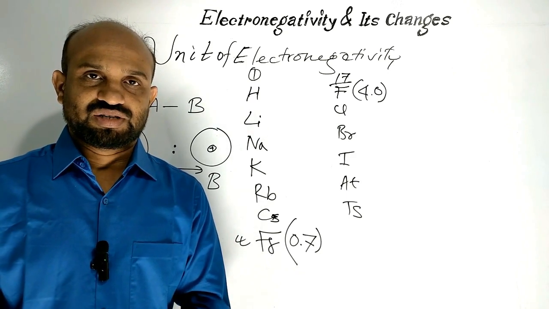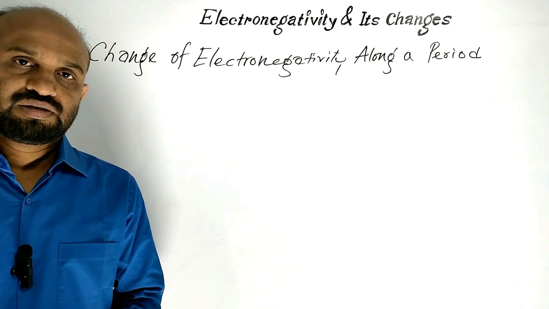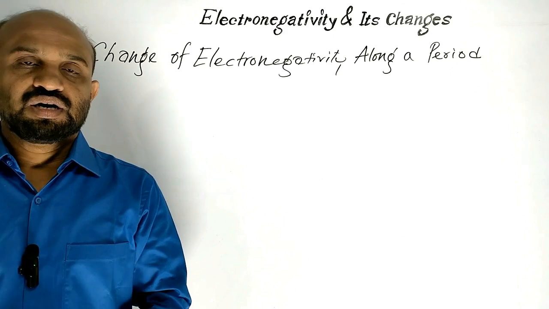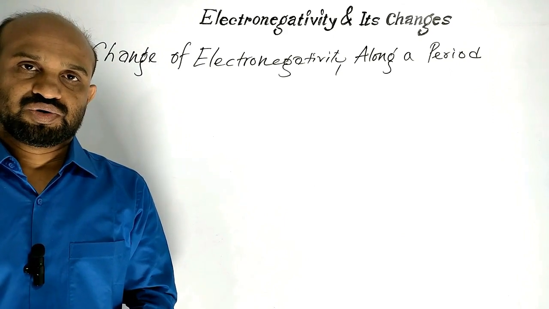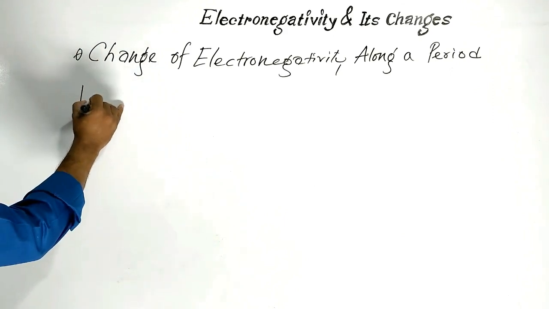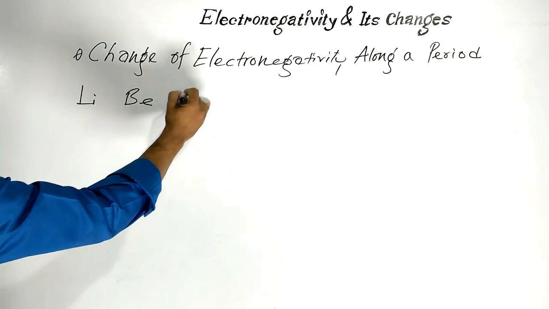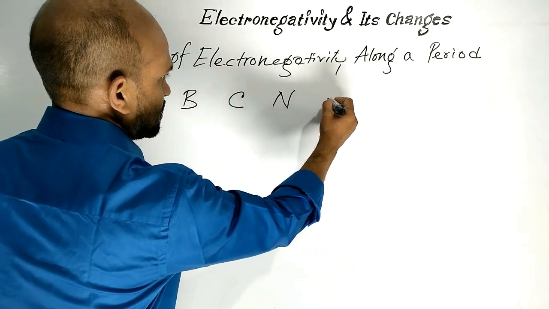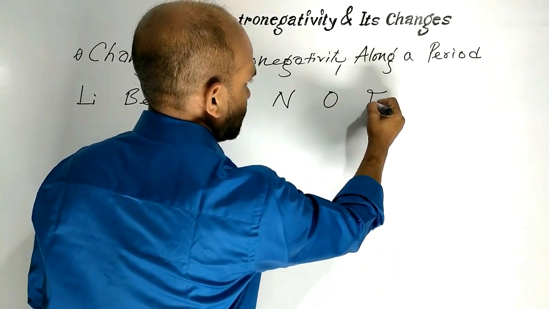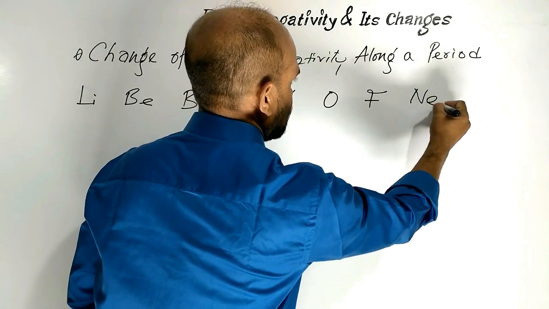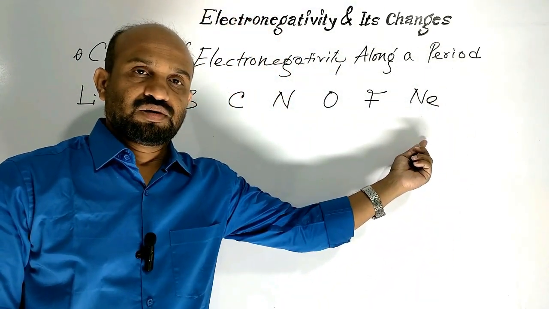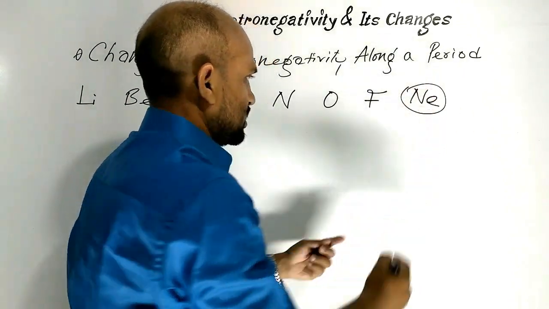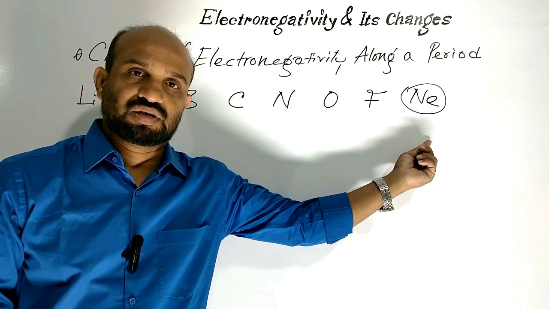Let's move on to the next point. Electronegativity change along a period. Let's see elements that belong to period 2: lithium, beryllium, boron, carbon, nitrogen, oxygen, fluorine, and finally neon. Neon is a kind of inert element. That is why it is kept out of consideration.